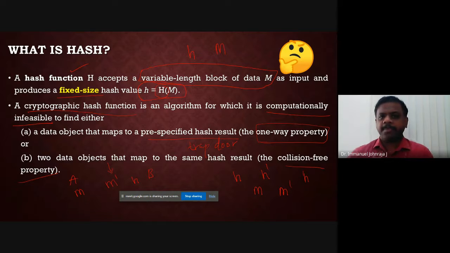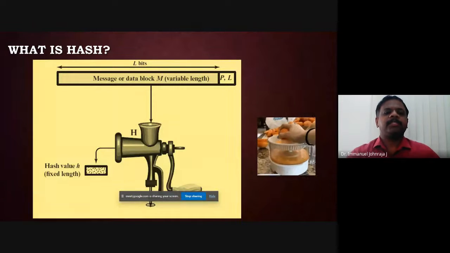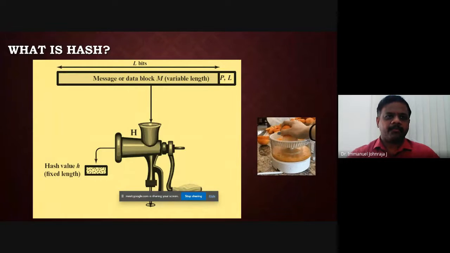One is that from the hash value, you will not be able to find, or it is very difficult to find, the original message. That's point number one. And the second expectation is that two different messages cannot produce the same hash value. All right, these are the fundamental points about a hash function. So this is a literal representation of what a hash is.